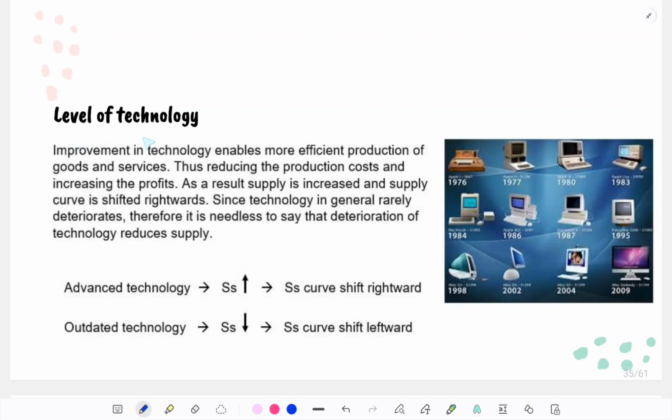The other factor is the level of technology. Better technology helps producers make things faster, cheaper, and in larger quantities. For example, a company that installs automatic machines can produce more items with less time and labor. So, with improved or advanced technology, supply will increase and lead to a rightward shift. But if the machines break down or outdated technology is used, supply will decrease and our supply curve will shift leftward.